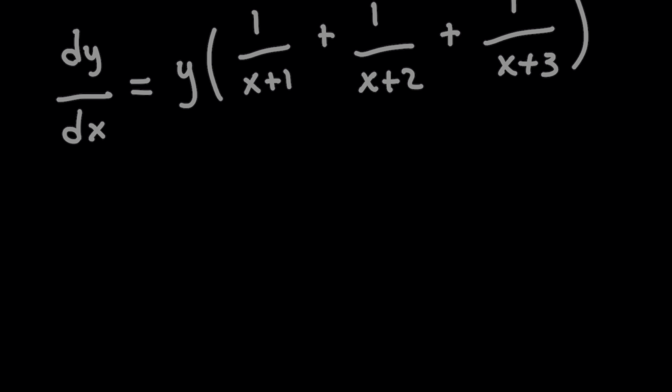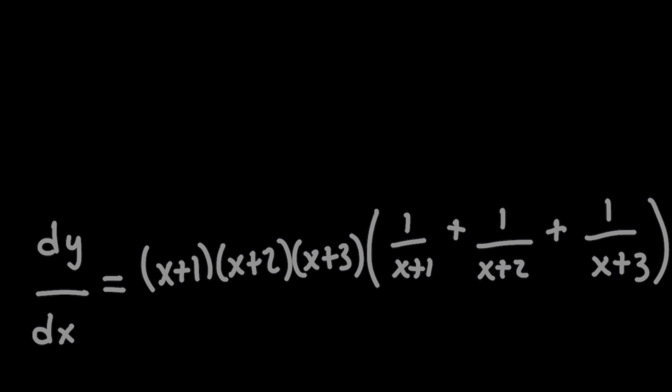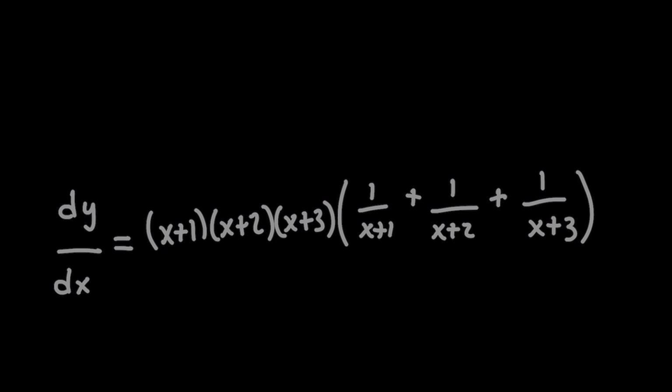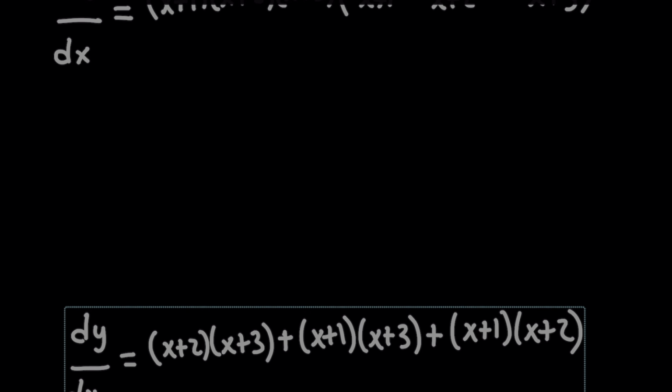So moving on, because we know that y is x plus 1 times x plus 2 times x plus 3, I put it into the equation here, and now all you have to do is simplify terms, right? We're going to go ahead and multiply things through.